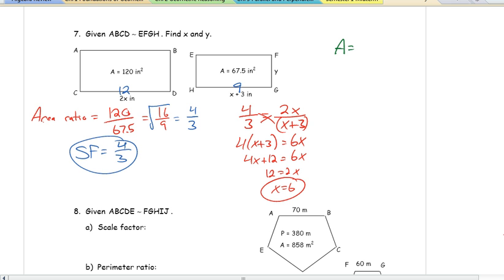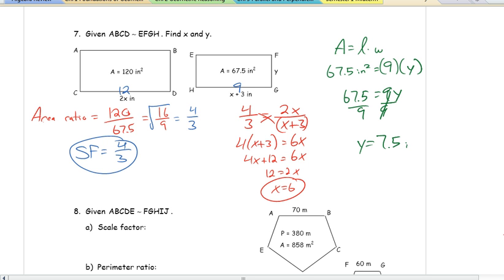Area of a rectangle equals length times width. We know the area. We know the length is 9. We don't know what that width is. That width is really y. So I should put a y there instead of a w. So we have 67.5 equals 9y. Divide both sides by 9, and 67.5 divided by 9 comes out to be 7.5. That would be inches there.